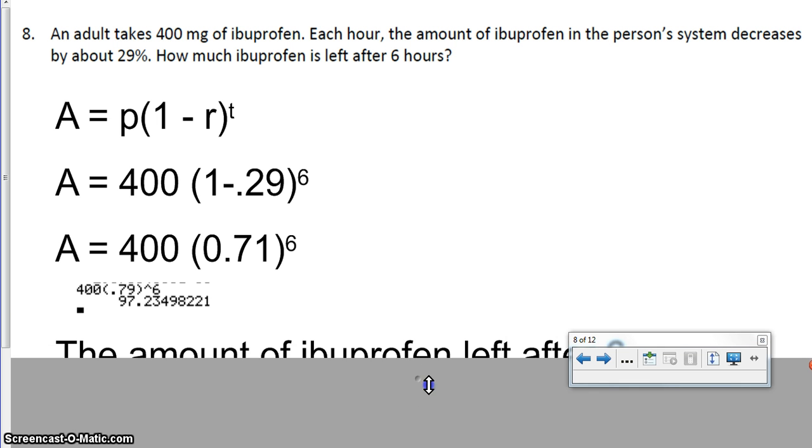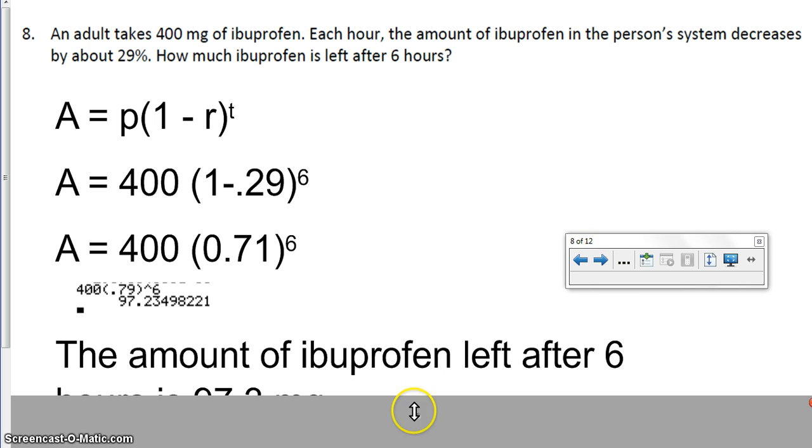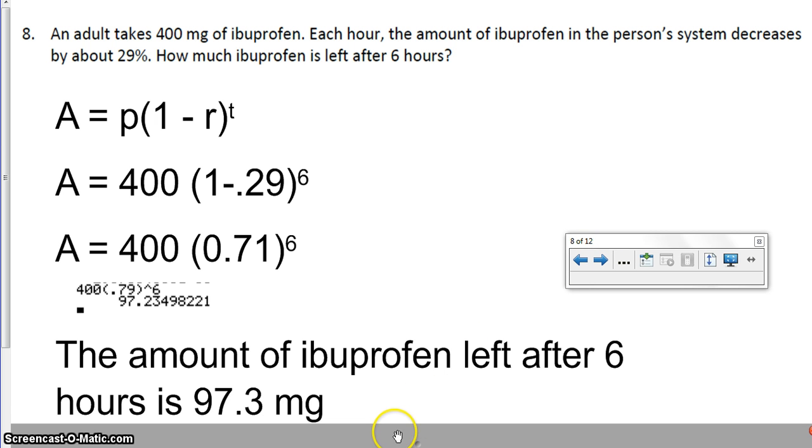When you finish this, the amount of ibuprofen left after 6 hours is about 97 and 3/10 of a milligram. Notice that I went ahead and increased it to 3/10 of a milligram. It would have also been acceptable to say that it is approximately 97 milligrams.